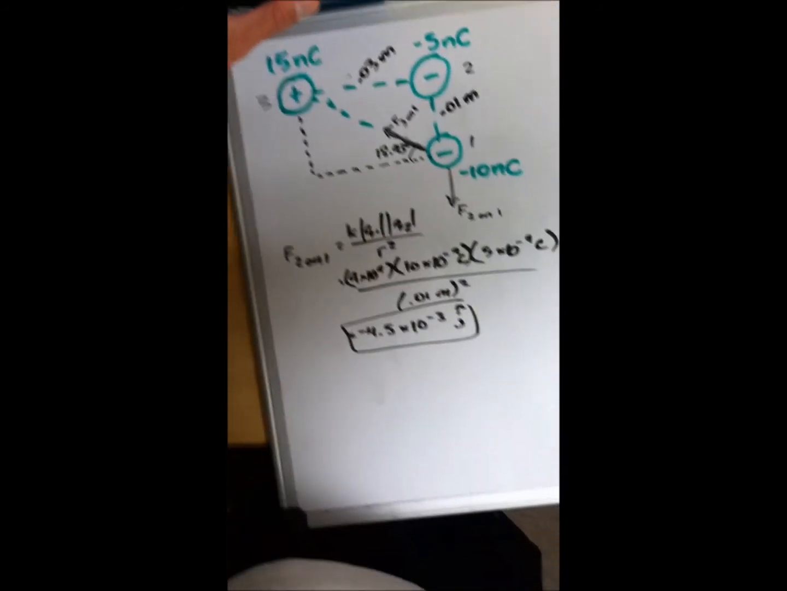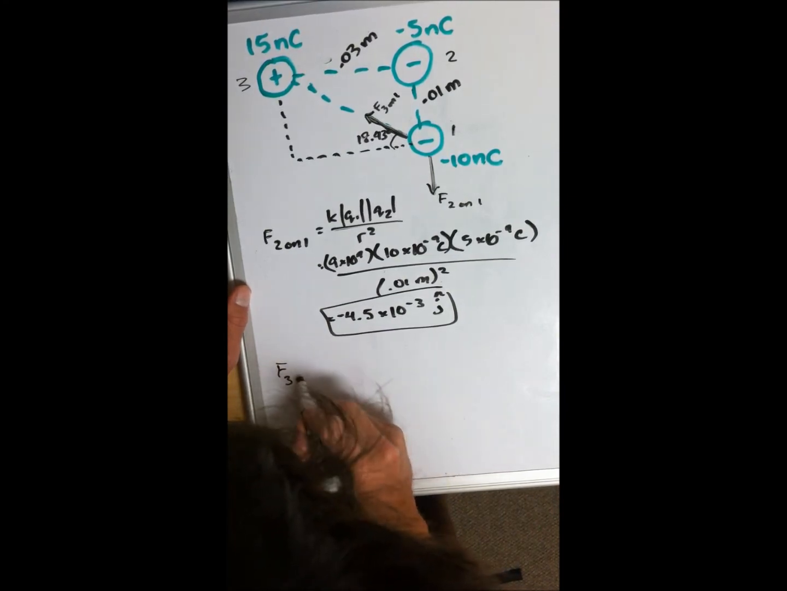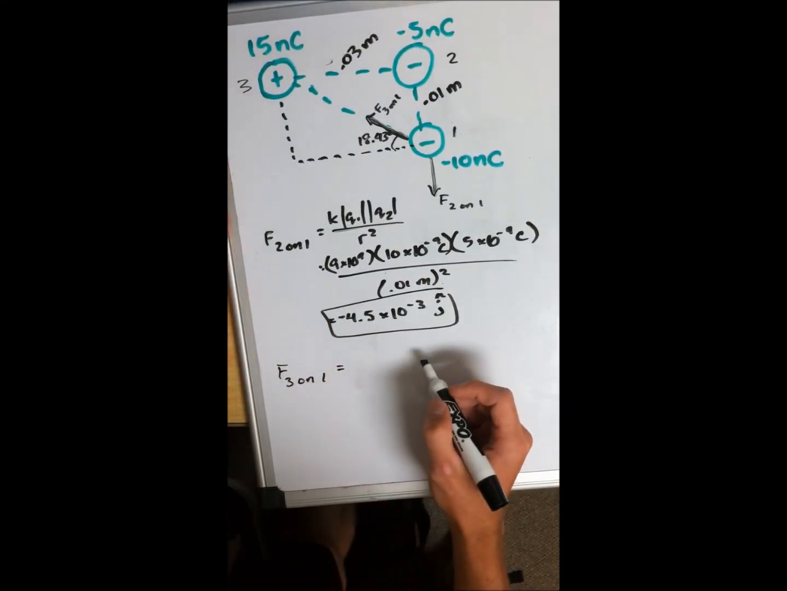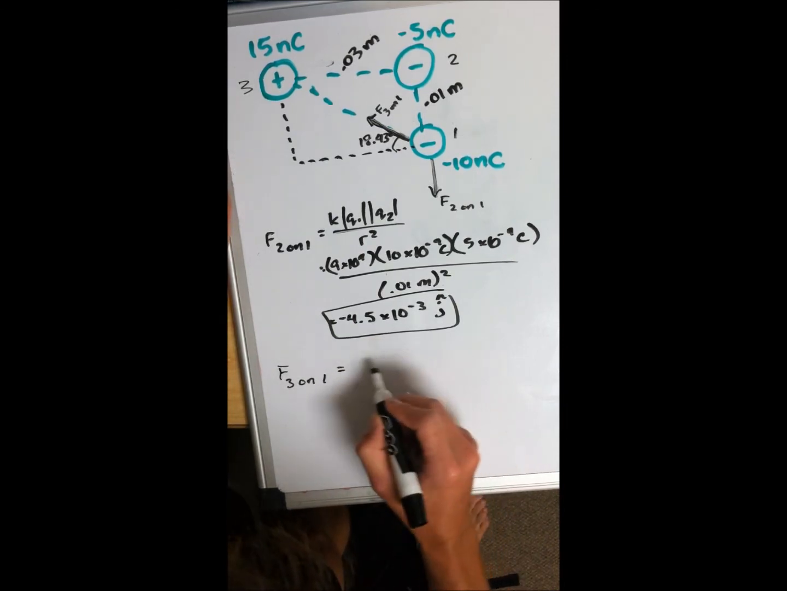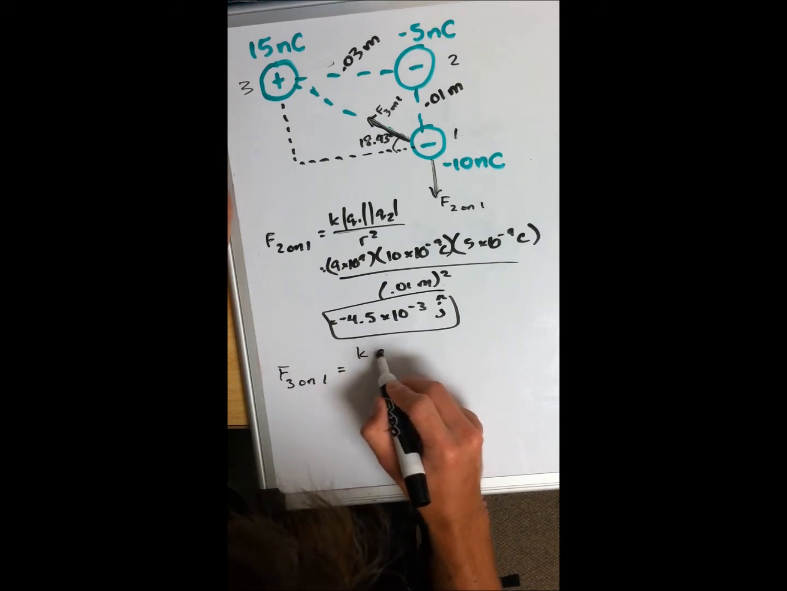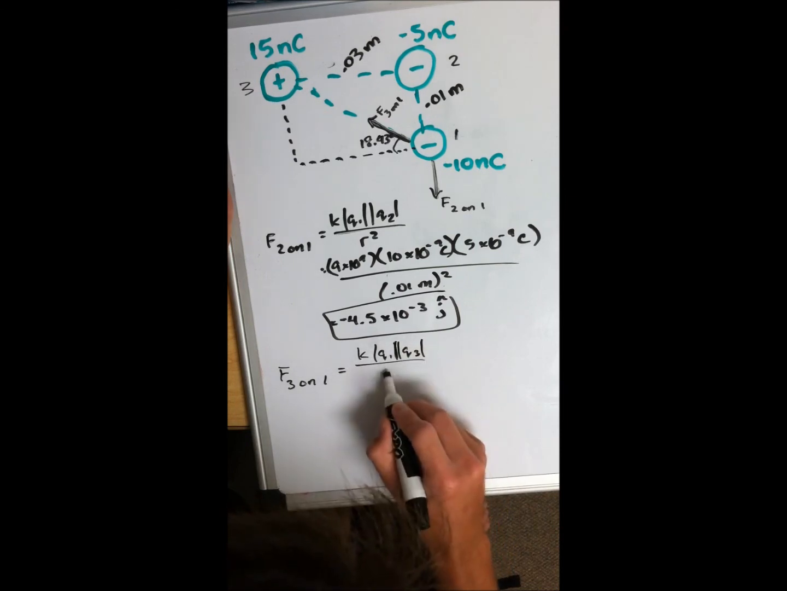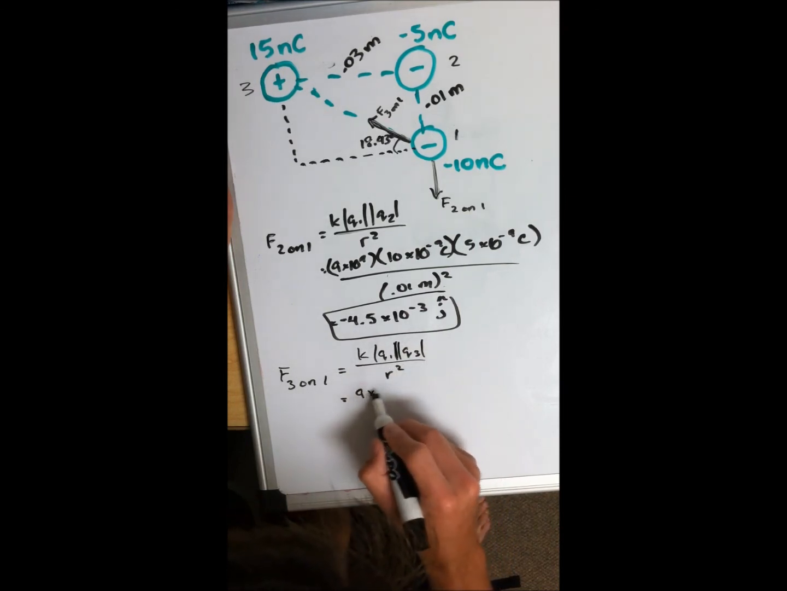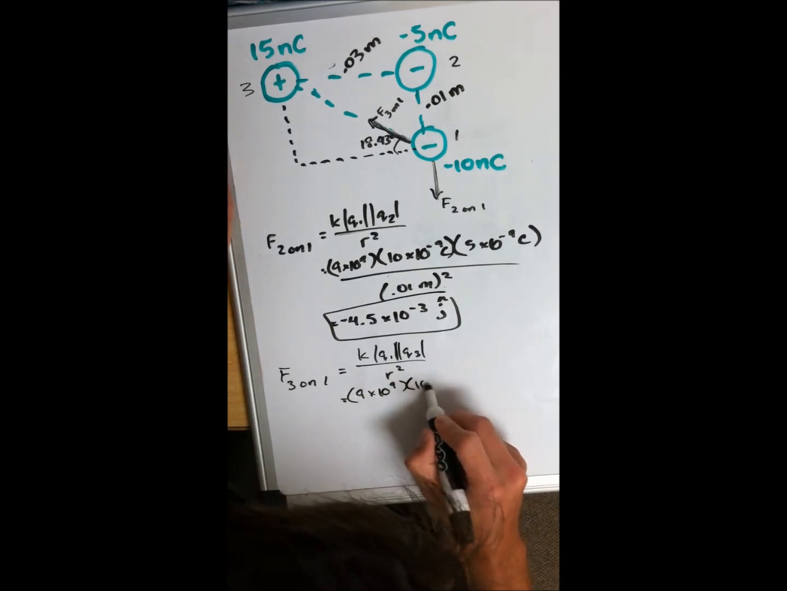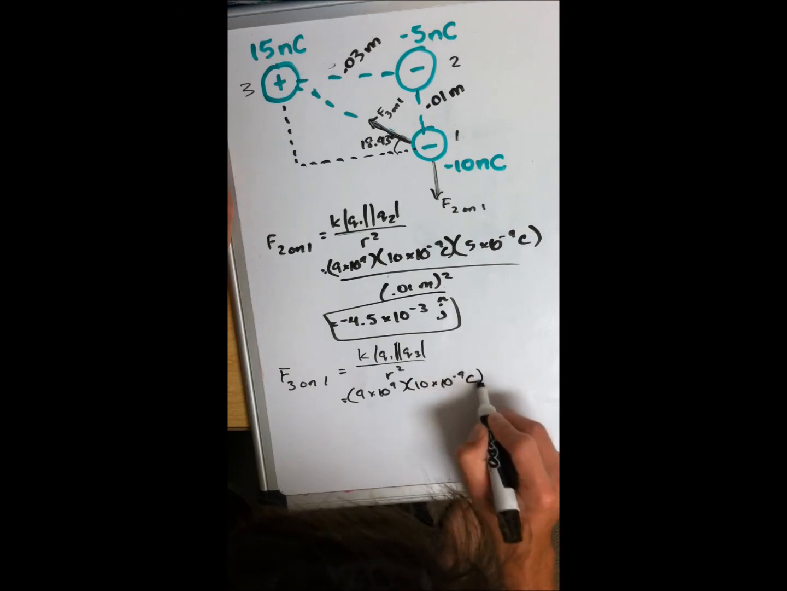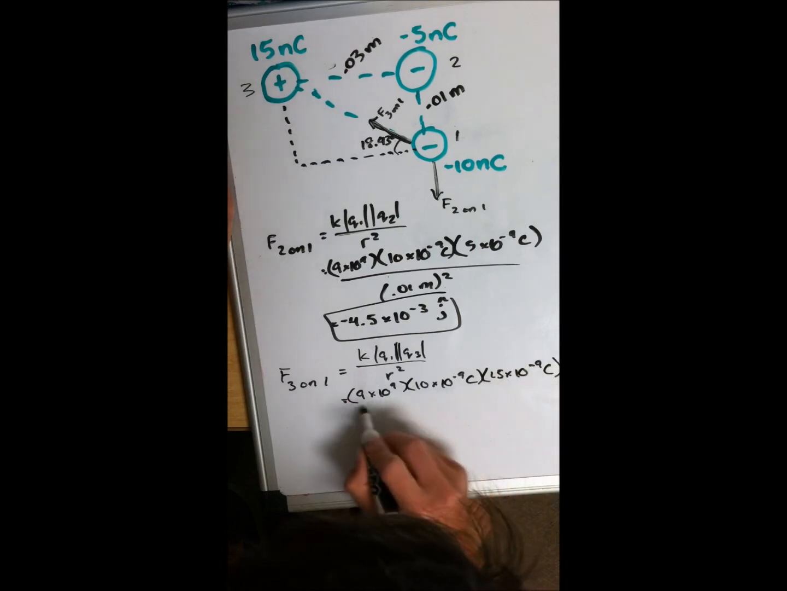So now we'll work on F of 3 on 1. A little bit more complicated, but we can find the net force on this diagonal charge. And we're going to do the same thing. We're going to have K, absolute value of Q1, absolute value of Q3, all over a radius squared. We know K, 9 times 10 to the 9. We know Q1, again, is 10 times 10 to the negative 9 coulombs, and we know Q3 is 15 times 10 to the negative 9 coulombs.